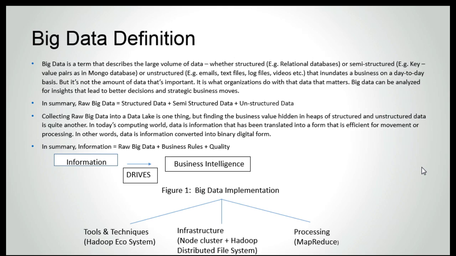Here, we are not looking for the volume of data. We have that. But what we are looking for is how this data can be analyzed for insights that lead to better decisions and strategic business moves. In order to do that, we have to take this raw big data, which obviously comprises structured data, semi-structured data, and unstructured data, and collect this data in the form of a data lake. And the next and the most important step is to find the business value hidden in heaps of structured and unstructured data.